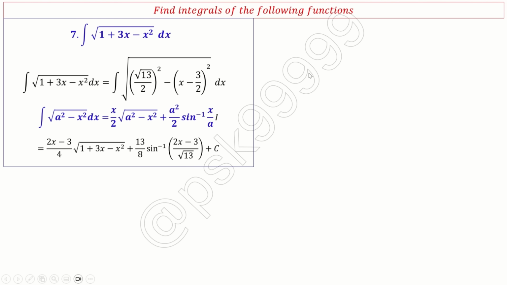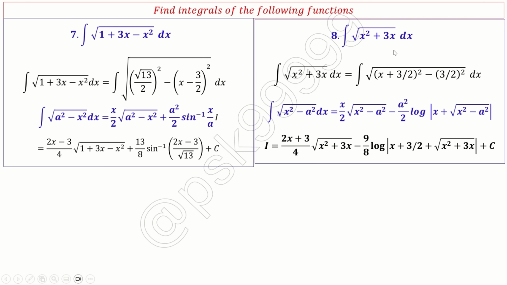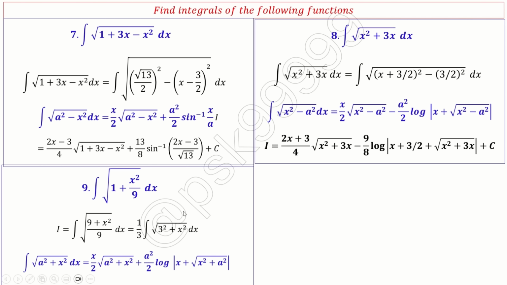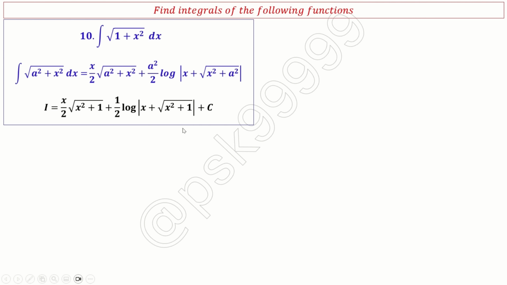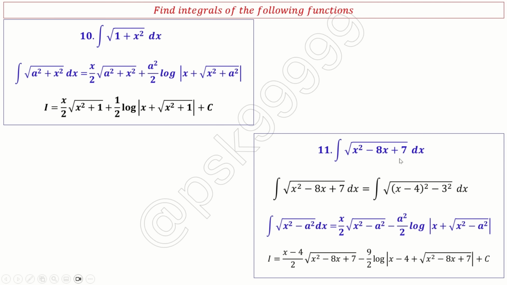Again, a similar one. I'm not going into the details of solving. It is as simple as you write the formula and substitute values. That's it. Nothing else you need to do. This is also similar. Yes, same again. This is the answer. The final answer is here for this ninth problem. Again the same, straightforward. This one I am writing in the form of square root of (x minus 4) whole square minus 3 square dx. So the formula I am applying is this one. This is the answer.